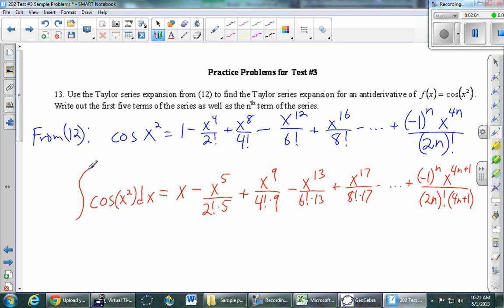And so there you go. You can have an antiderivative of cosine of x squared to as much accuracy as you need by just writing out enough of these terms.